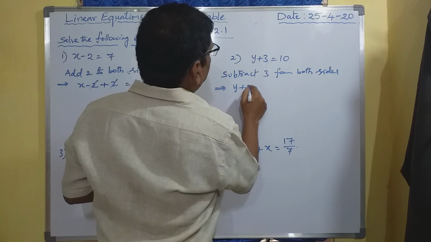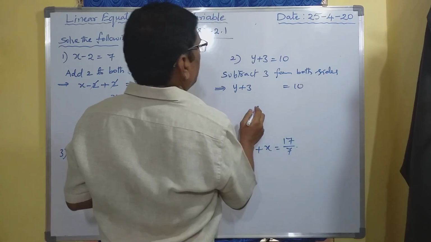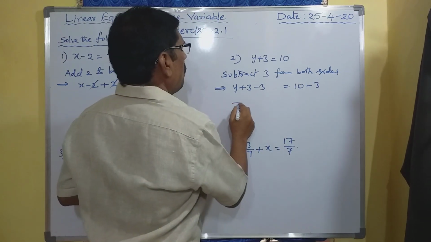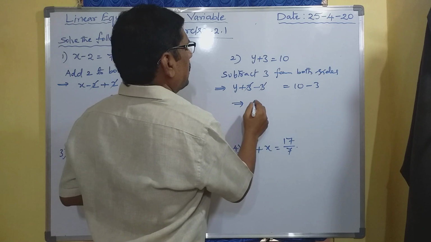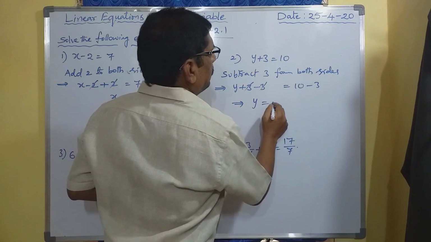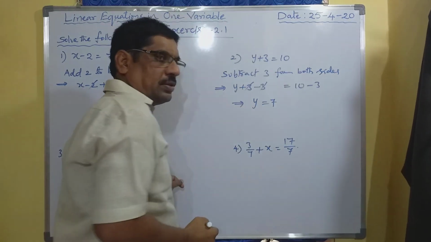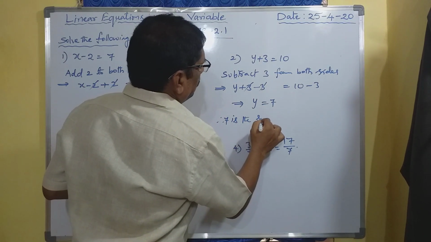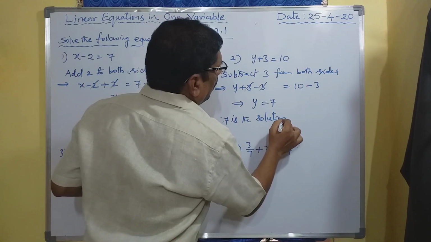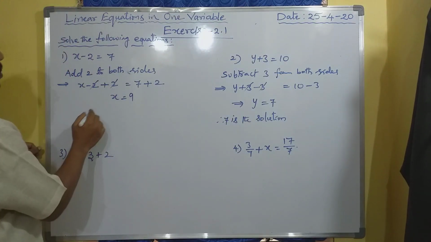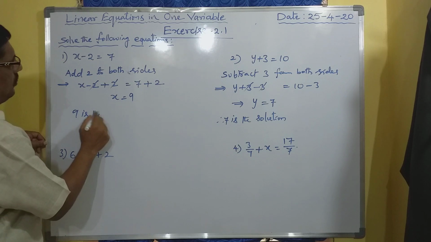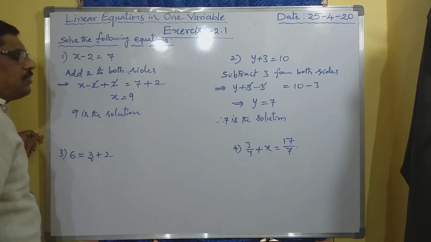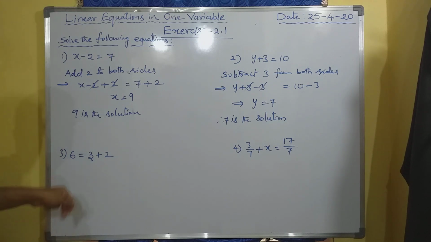So then what you will get? Here y plus 3 is given. y plus 3 is equal to 10. So this implies if you subtract 3 from LHS and RHS, plus 3 minus 3 will get cancelled. Then we get 10 minus 3. 10 minus 3 means 7. Therefore, 7 is the solution. Like that we can write for the previous problem also. 9 is the solution. In the same way, let us do the next problem, third problem.